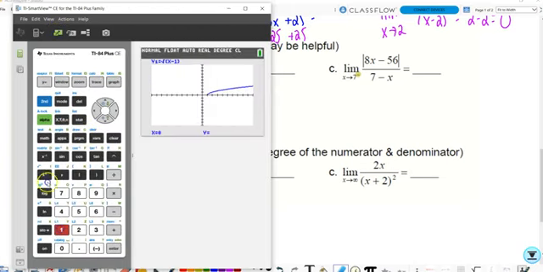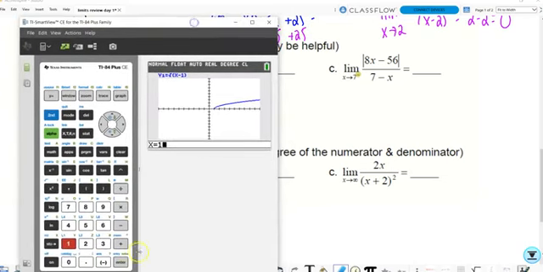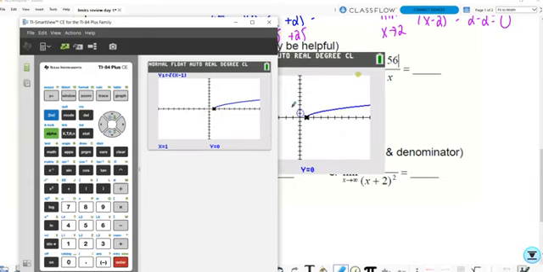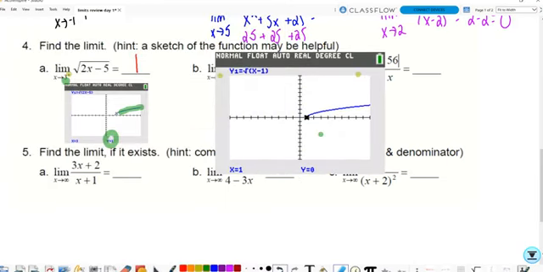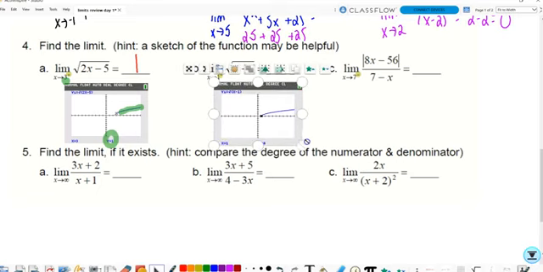So I'm going to hit trace 1, since we're approaching x is 1. And that's the endpoint of this square root. And the limit from the left would be over here. But there is no graph on the left. So I cannot approach the x value of 1, which was here, from the left-hand side. So this limit does not exist.